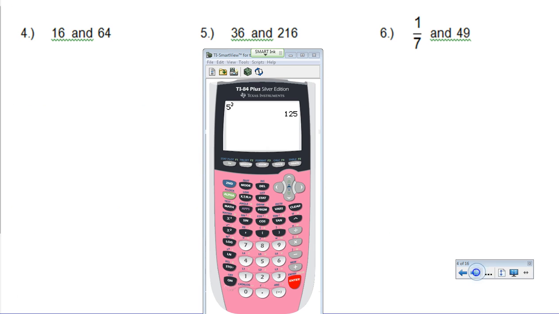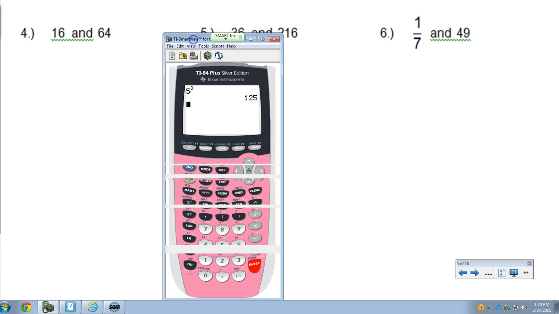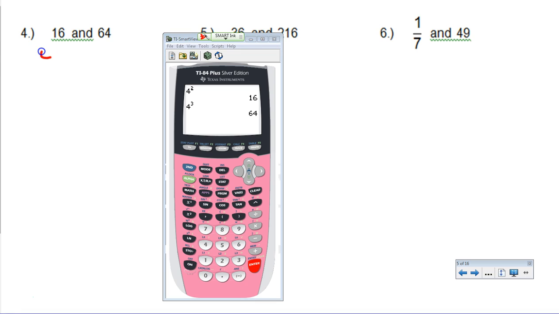All right, let's try 3 more. So 16. Again, I can try to expand this out, or I can guess. I know a lot of times students want to do 16 is 4 squared. You could try that. And then you could say, okay, can 64 be a 4? Well, let's see. 4 to the 3rd power would be my next number. And it does, in fact, work. So that's 4 squared, and that's 4 cubed.